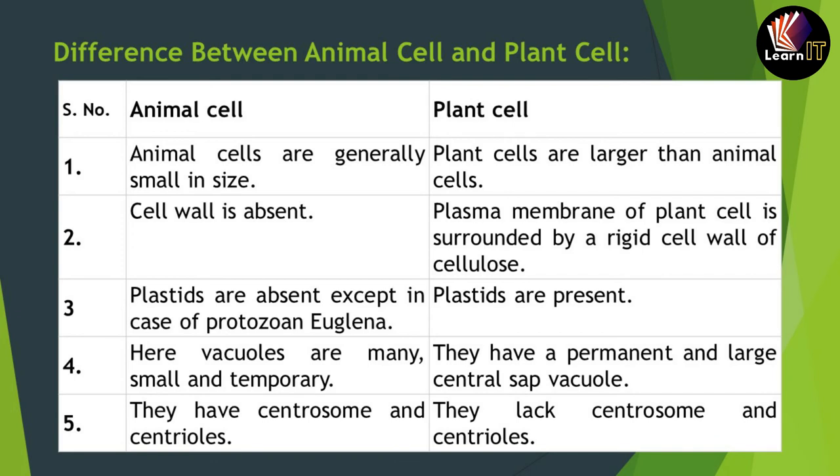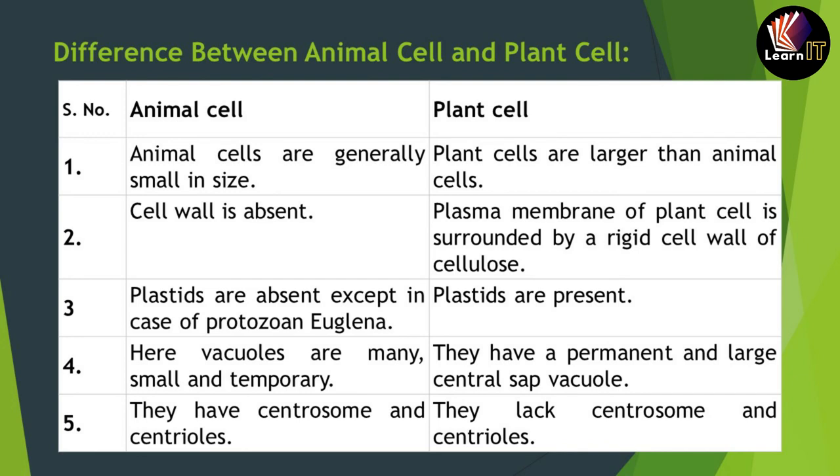The third point is that plastids are absent in animal cells because plastids are only present in plant cells, because plastids help in the process of photosynthesis. So in animal cells, we don't do any kind of photosynthesis, nor do most other organisms. That's why plastids are not present, except there is an exception of a protozoan known as Euglena. Euglena is a unicellular organism which contains plastids. The fourth point is that vacuoles are small and temporary, but in plants vacuoles are large, also known as the central sap vacuole. We'll learn what vacuoles are in the next video.